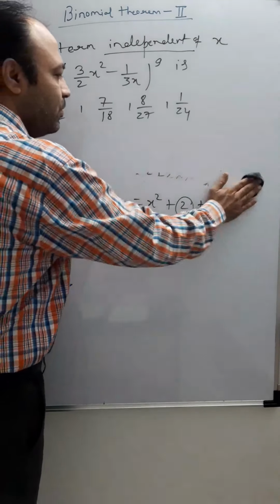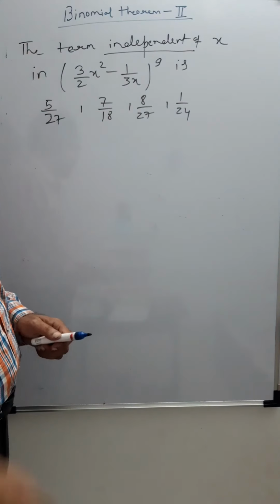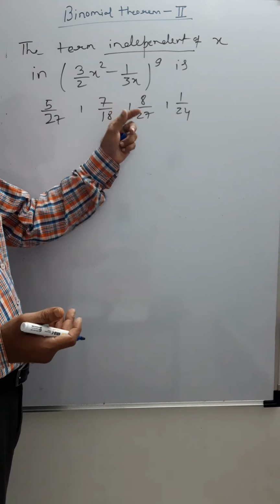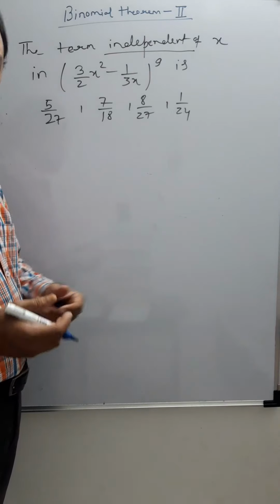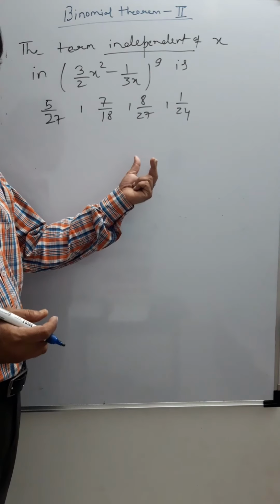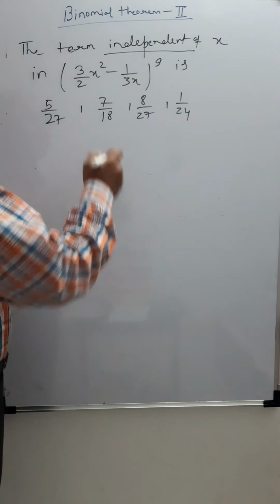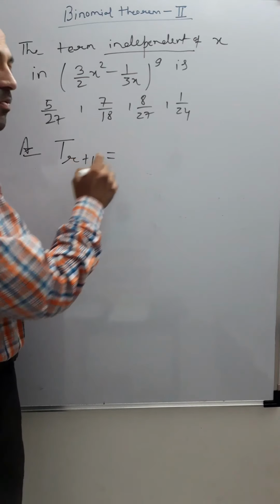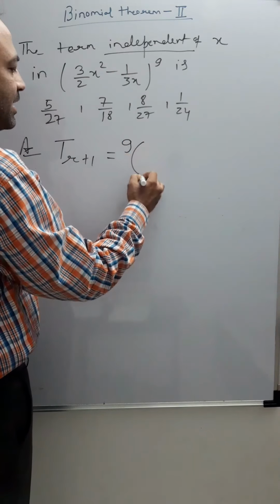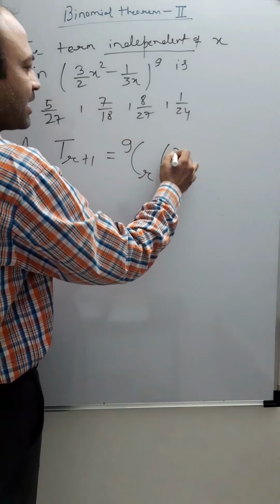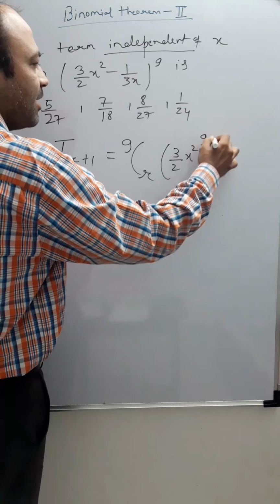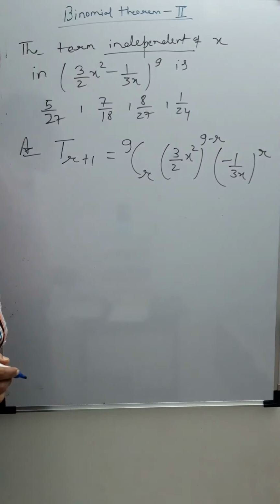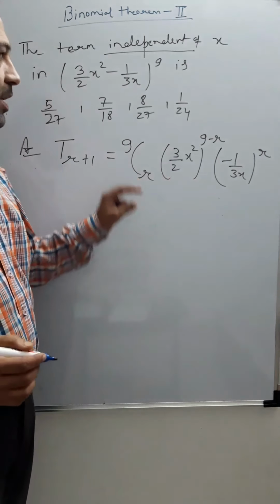So for this what we will do, we will get the general term of this expansion, from where the term is generated, and then we will equate the power of x to 0, because only when the power of x equals 0 does it become an independent term. So first for this expansion, we'll get the T(r+1)th term of this expansion. So 9Cr (3/2 x²)^(9−r) (−1/(3x))^r. This way we have written the T(r+1)th term of this expansion.